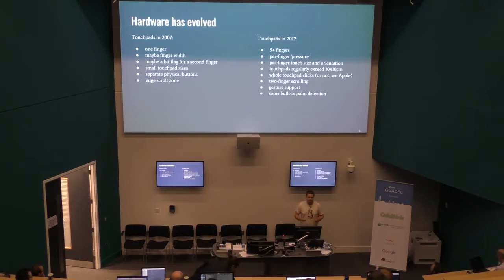Fast forward to now, the average touchpad supports 5+ fingers. The plus is usually not necessarily necessary, but some of them do. We have per finger pressure, sometimes we have per finger touch size and orientation, so the Apple touchpads can actually detect finger orientation. Touchpads regularly exceed 10 by 10 centimeters, whatever that is in inches, I don't know. The whole touchpad usually clicks, so you don't necessarily have separate physical buttons anymore, you actually press the whole touchpad. We've got two finger scrolling, we have gesture support, sometimes built into the firmware, we have some built-in palm detection and so on and so forth. So the touchpad from 10 years ago is significantly different to what we have now.